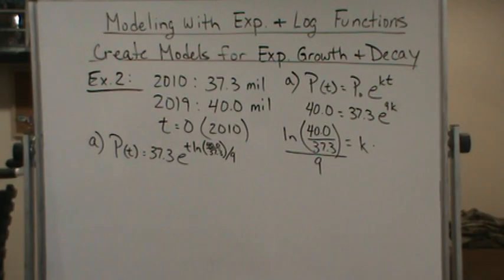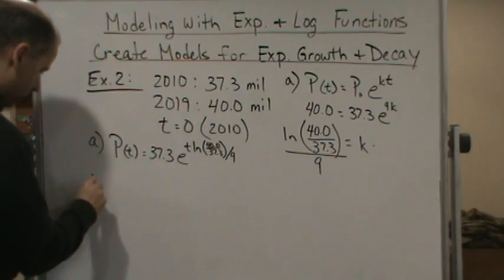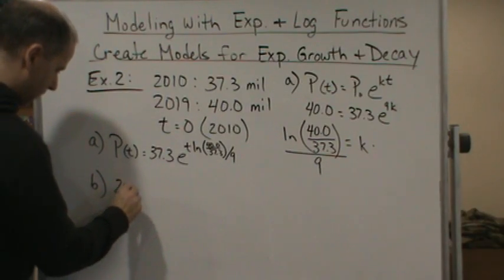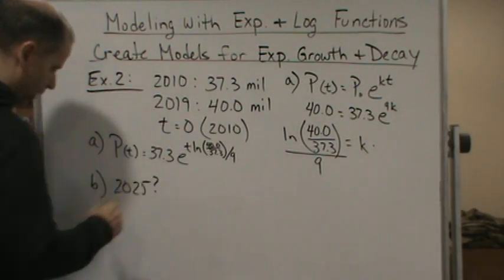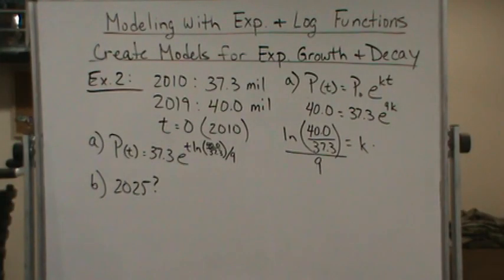Okay, so now this is part B. Part B is that they want us to estimate the 2025 population. So we want to know the population in 2025 for California. We're going to use the model that we just created in part A to do that. So let's do this.